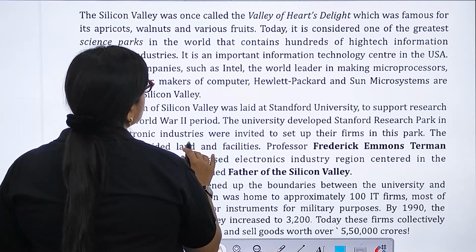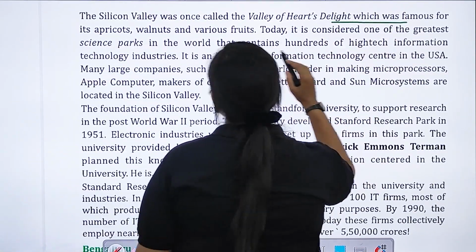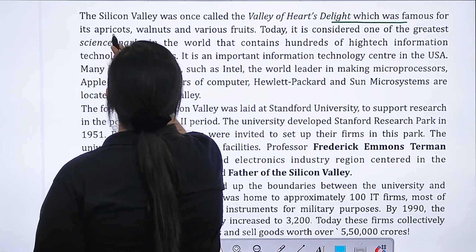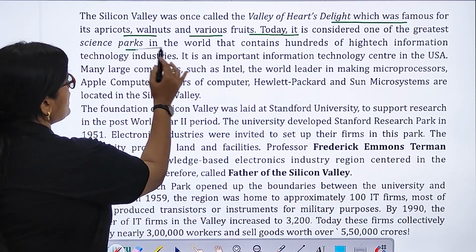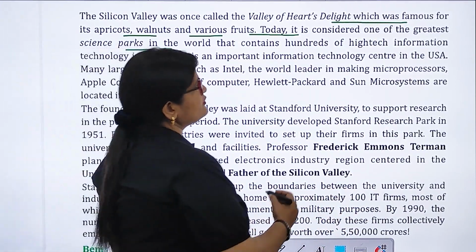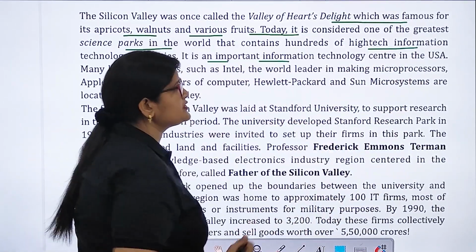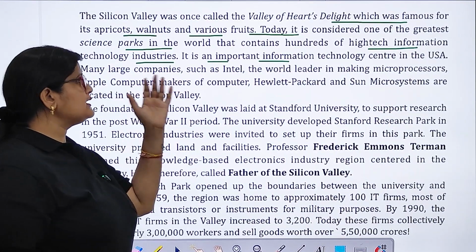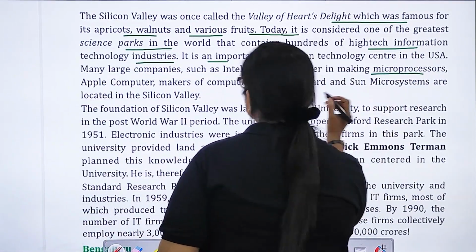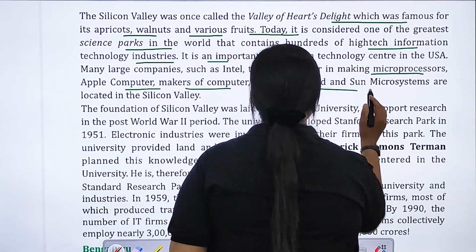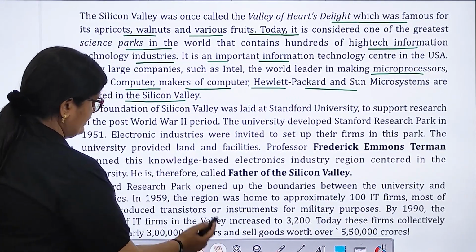The Silicon Valley was once called the Valley of Heart's Delight, which was famous for its apricots, walnuts and various fruits. Today it is considered one of the greatest science parks in the world that contains hundreds of high-tech information technology industries. It is an important information technology center in the USA. Many large companies, such as Intel, the world leader in making microprocessors, Apple, makers of computers, Hewlett Packard and Sun Microsystems are located at the Silicon Valley.